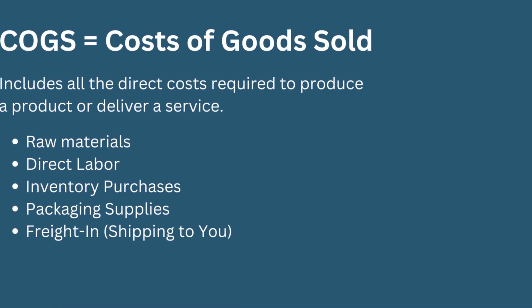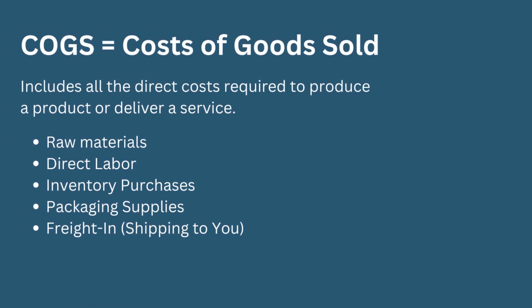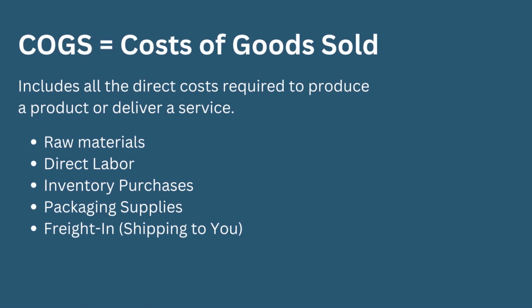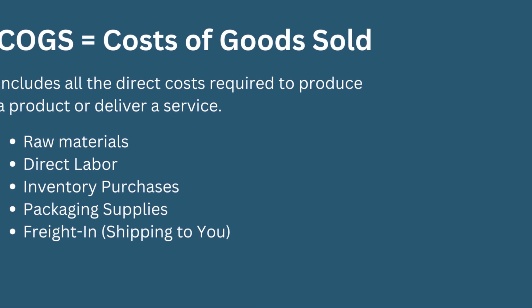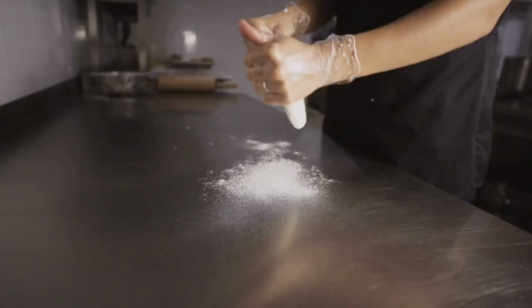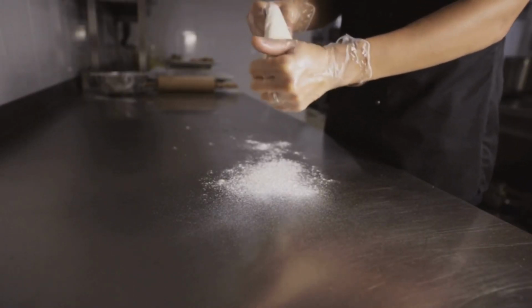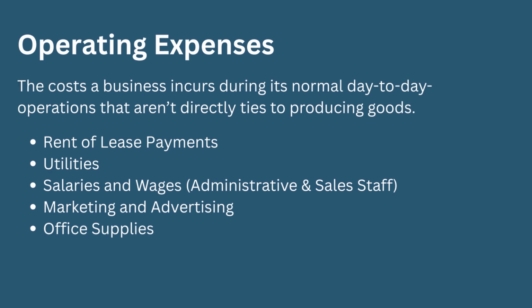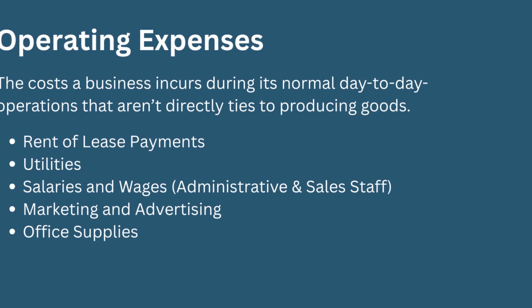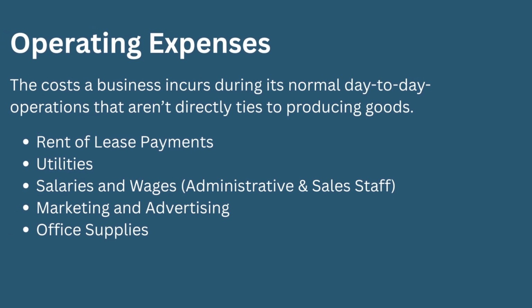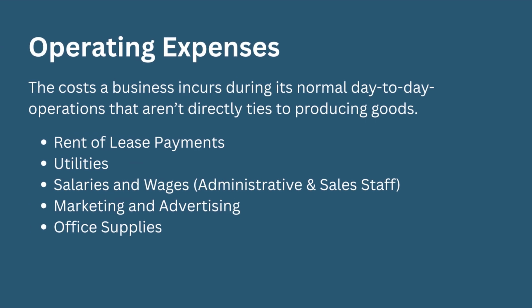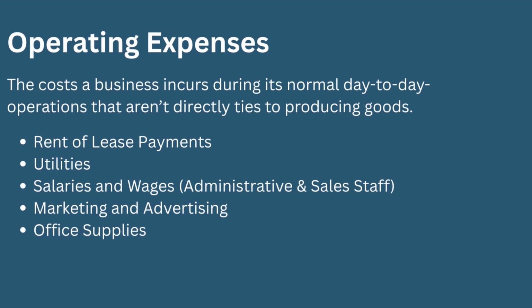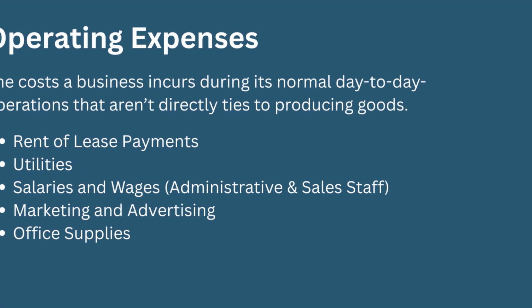COGS stands for cost of goods sold. These are the direct costs you rack up to produce or buy what you actually sell. Think raw materials, direct labor, or manufacturing costs. For example, if you run a bakery, the flour, sugar, eggs, and your baker's wages to make that bread, that's all COGS. Now, expenses, also called operating expenses, are all those ongoing costs not tied to directly making your product. Stuff like rent, marketing, utilities, insurance, or your admin team salaries.